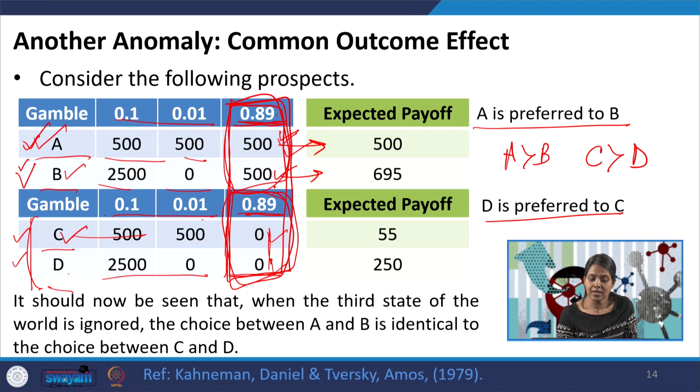Nevertheless, we see that there are contradictions. So, this is again the assumption of independence, or axiom of independence, which says that since the third state of the world is identical, it can be ignored, but that is actually not happening. People do not always make decisions according to what is stated under various axioms of expected utility theory.